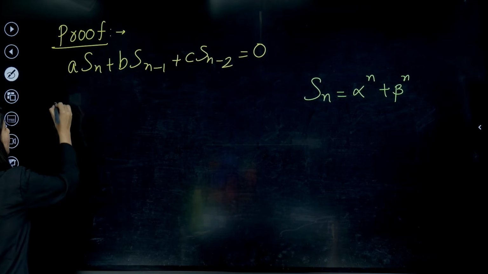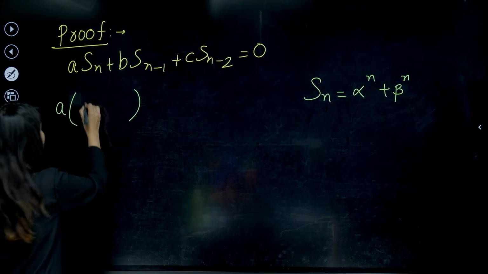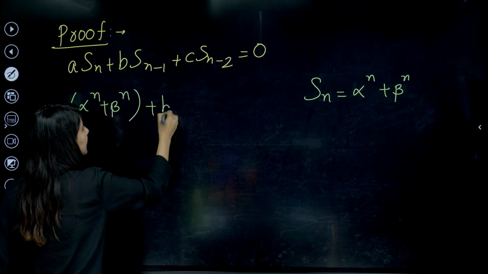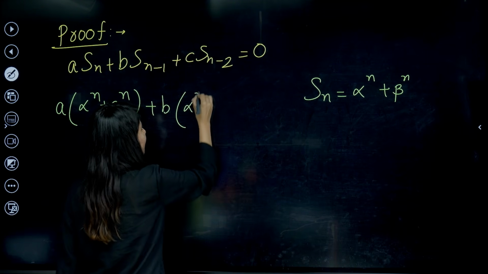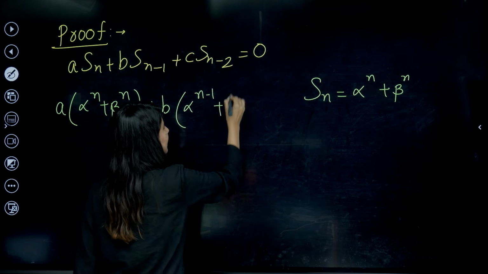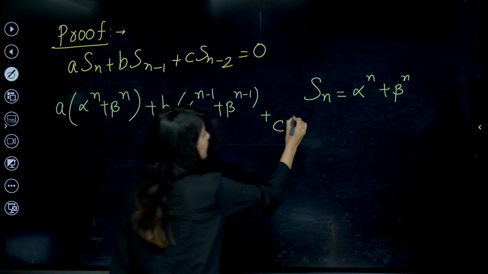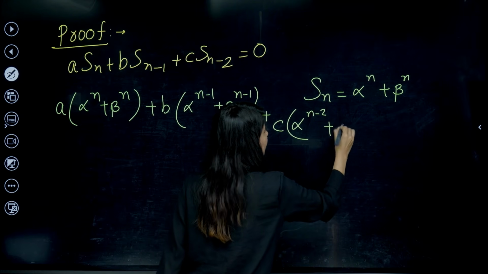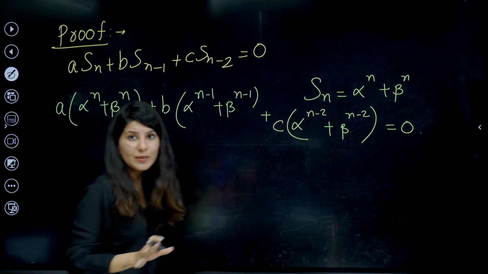So let's put the value. So a times, now what will Sn be? Tell me. So Sn will be alpha raised to power n plus beta raised to power n, plus b times, what is Sn minus 1? So put the value: b, alpha raised to power n minus 1 plus beta raised to power n minus 1, plus we have c times Sn minus 2, so alpha raised to power n minus 2 plus beta raised to power n minus 2. This is equal to 0. That's what we need to prove.